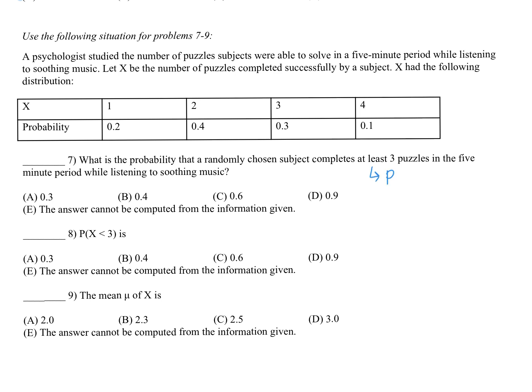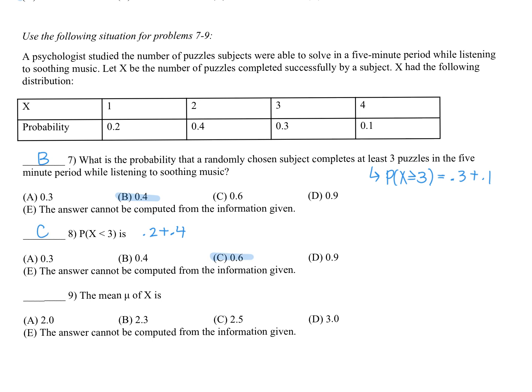So that's the probability that X is greater than or equal to 3. And if you're given a table, you're just adding probabilities from the table. So that would be 0.3 plus 0.1, which gives us 0.4. The next question is, what's the probability that X is less than 3? So the only ones less than 3 are 1 and 2. So that's 0.2 plus 0.4, which is 0.6.